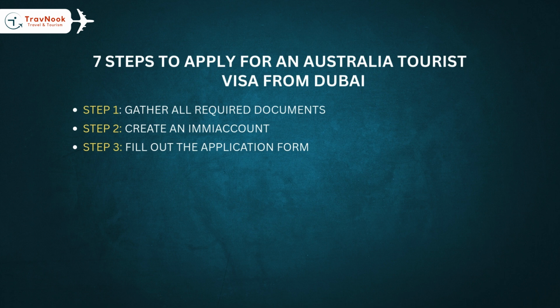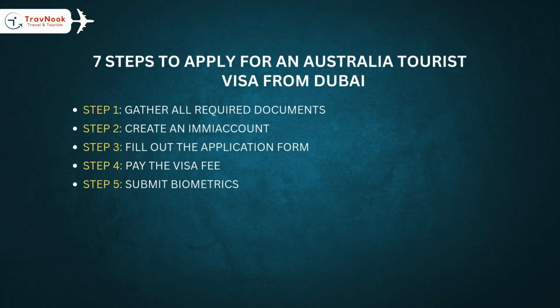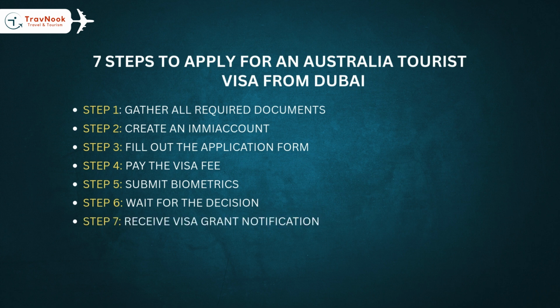Upload all necessary documents. Step 4. Pay the visa fee. Pay the visa application fee using a credit or debit card. Step 5. Submit biometrics. You may be required to visit the nearest VFS Global Center in Dubai to provide biometric data. Step 6. Wait for the decision. Processing time varies, usually between 15 to 30 working days. Check your IMI account for updates. Step 7. Receive visa grant notification. If approved, you'll receive an email with your visa grant number and conditions.